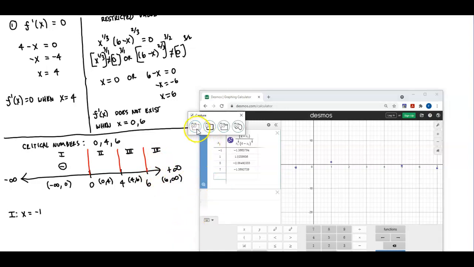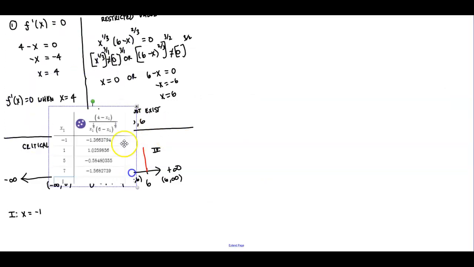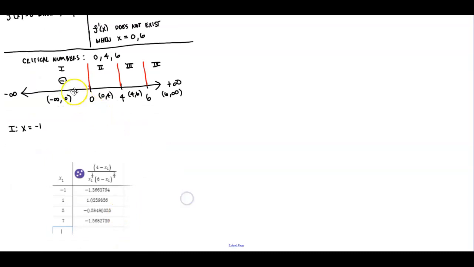Okay, so let's go ahead and copy this so we can see what our signs are going to look like for each one. We know that it's negative in the first one, so f prime of x is going to be less than 0, so we know it's decreasing. In region number 2, we let x equal 1, and we got a positive result. So that means f prime of x is greater than 0, so we know it's increasing there.